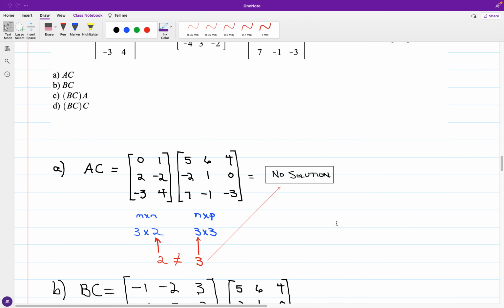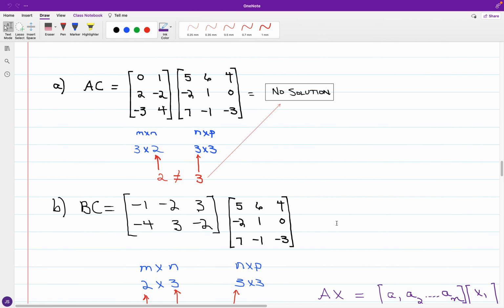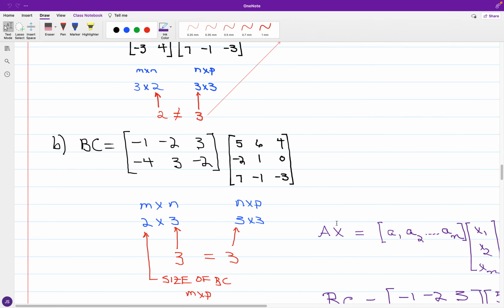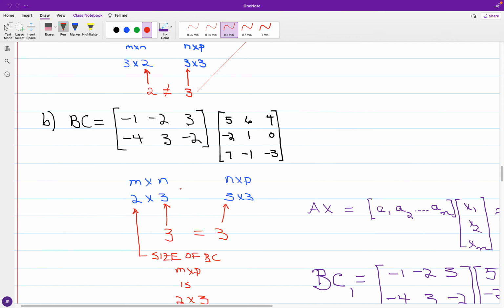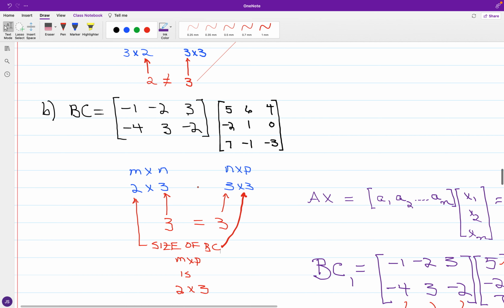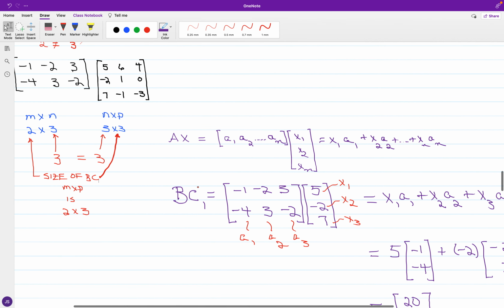Now, if I multiply B and C, B is going to be a 2 by 3 matrix. C, again, is going to be a 3 by 3 matrix. And for what we have in the case of N, N is 3 in both of the matrices. And so that means that if we have N to be the same in both matrices, we are going to have a resulting product. And the dimensions of BC, M times P, this will come out to 2 times 3.